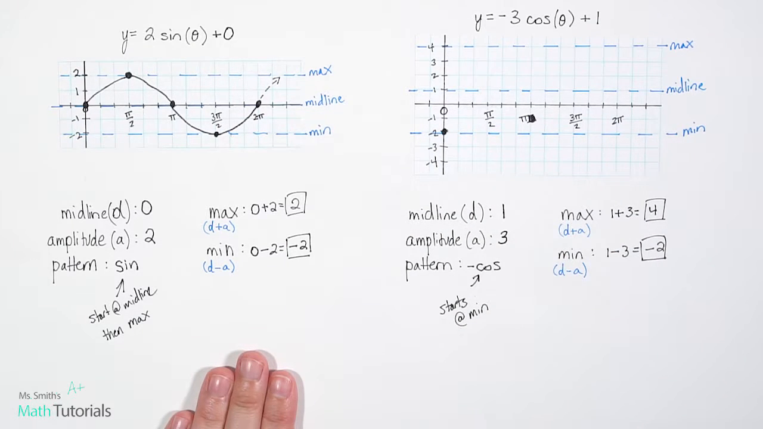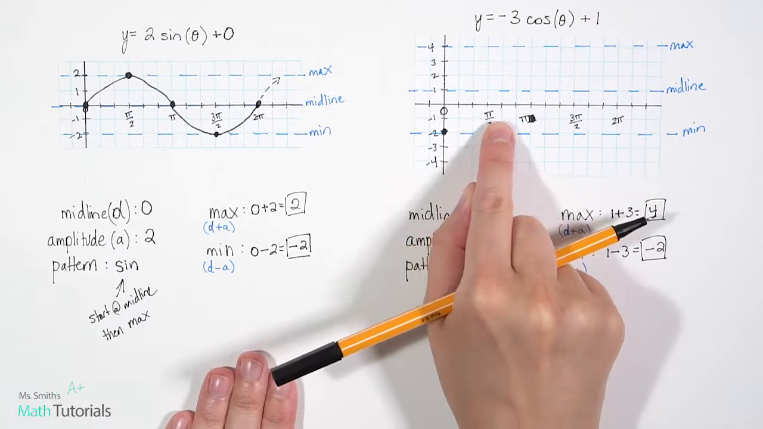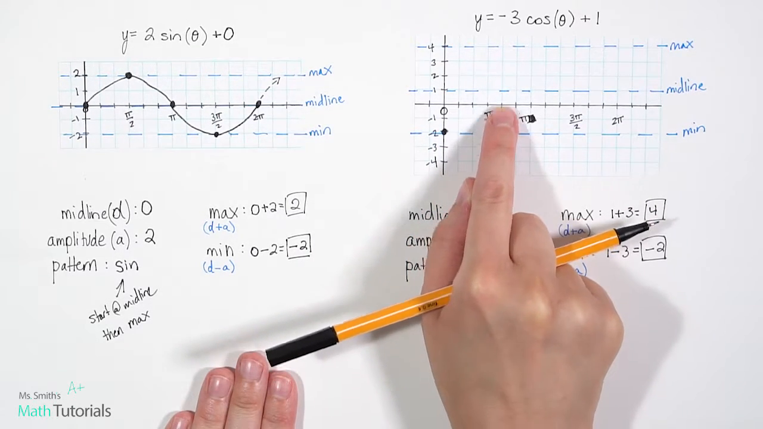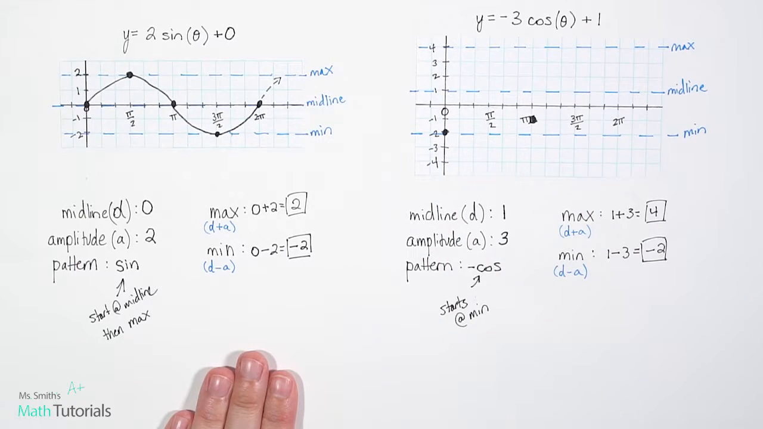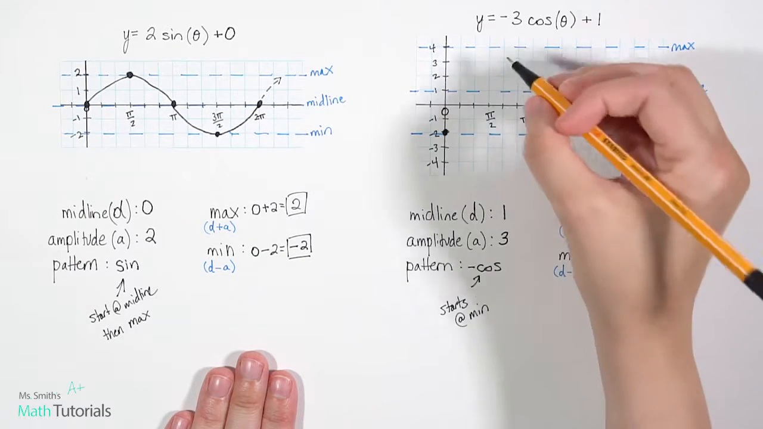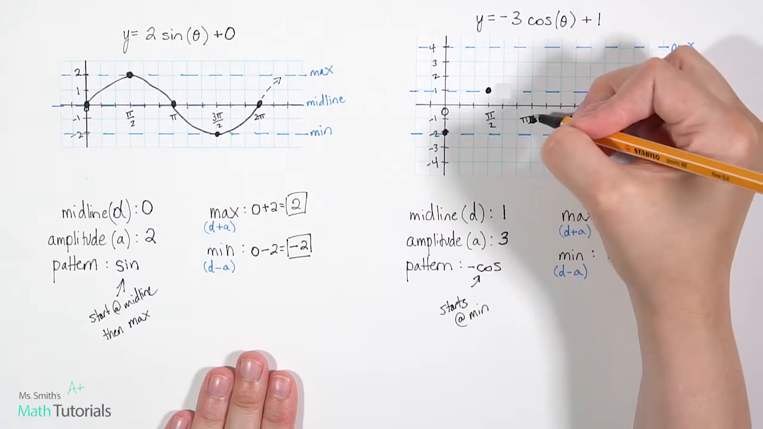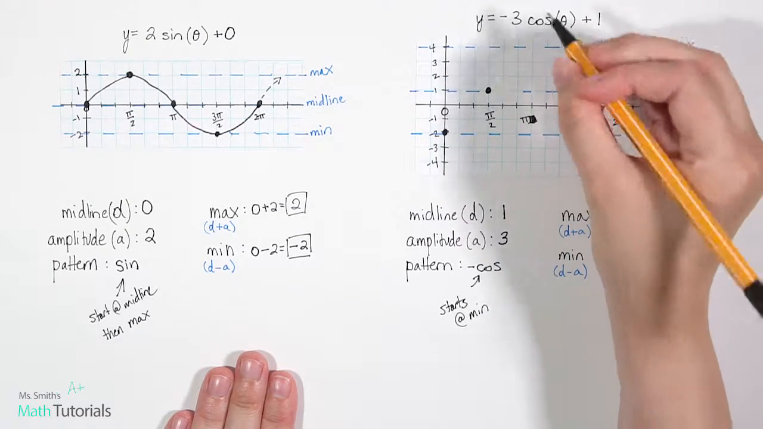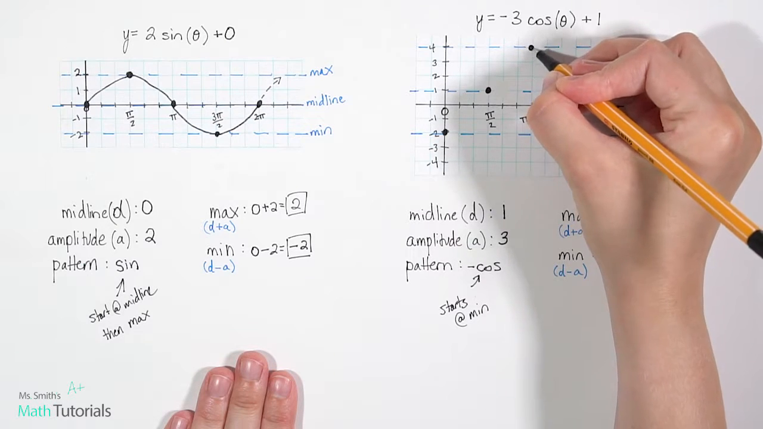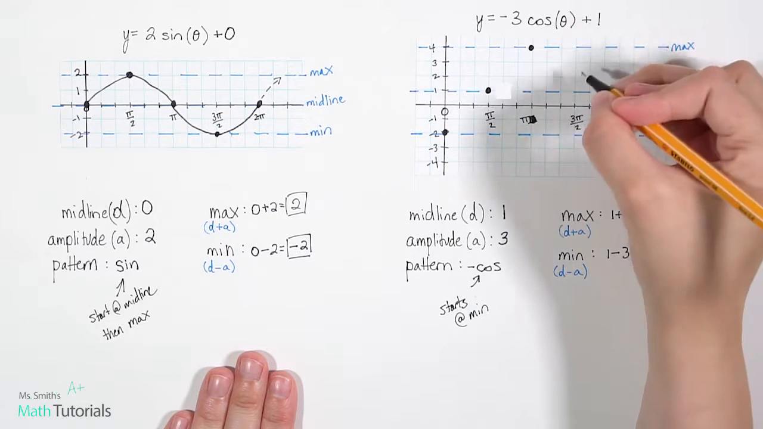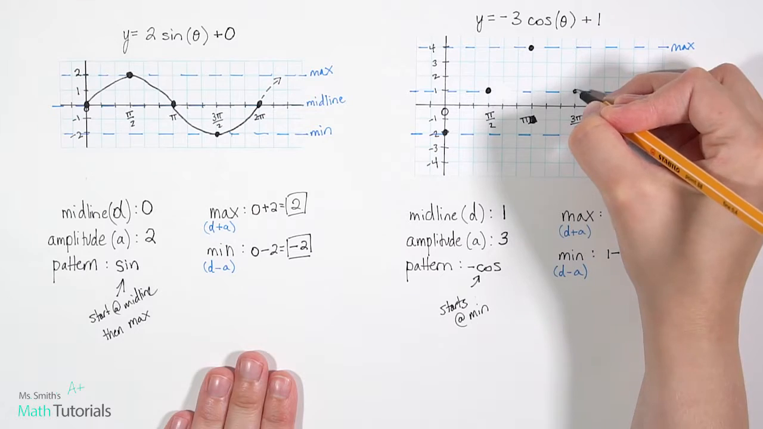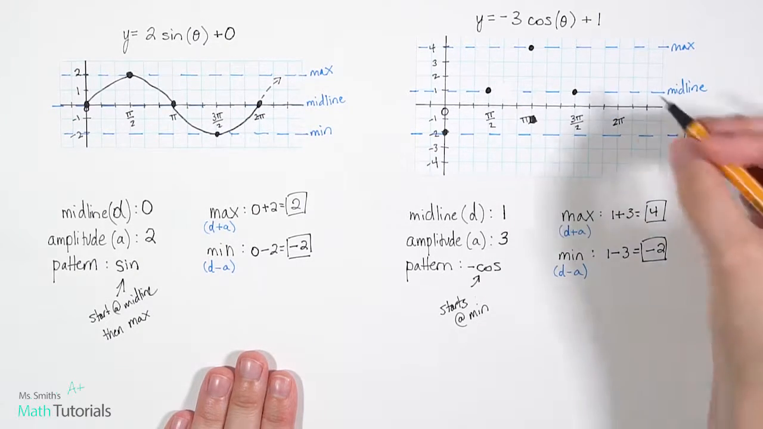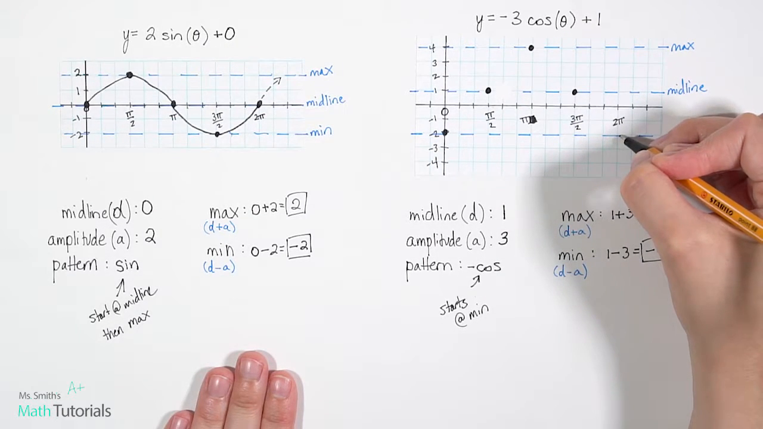Now, my next point, I'm just following the wave pattern from here on out. So if I'm starting down here, it would make sense that my next point would be right here at the midline. Now be careful. We're no longer at the x-axis. Like I said, we're at the midline, and the midline is up here. My next point right here at pi will be at the max. My next point would be back at the midline. And my last point at 2 pi will be at the min.